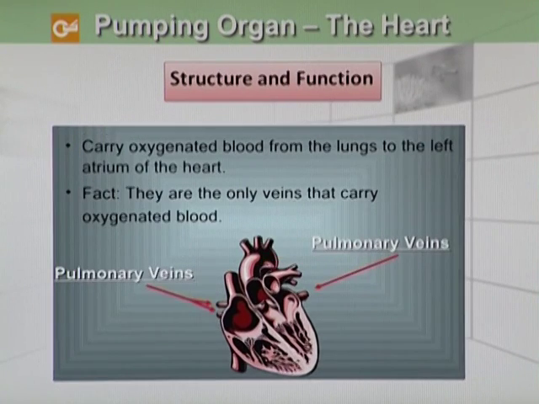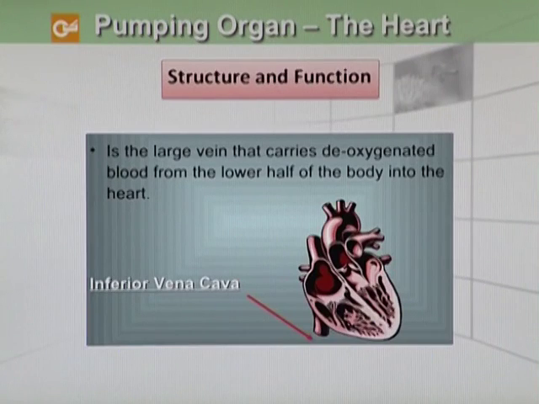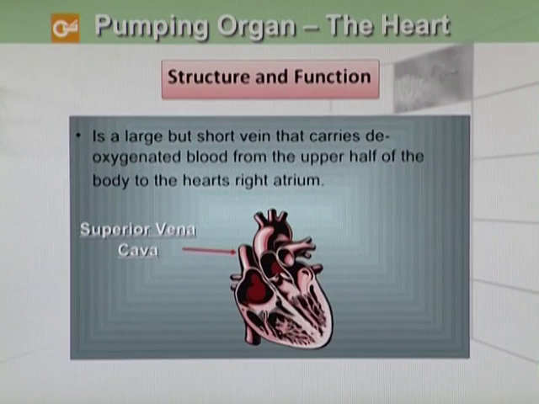Here we can see that pulmonary veins carry oxygenated blood from the lungs to the left atrium of the heart, and there is an interesting fact that they are the only veins that carry oxygenated blood. And the inferior vena cava is the large vein that carries deoxygenated blood from the lower half of the body into the heart. And we have another part which is the superior vena cava, and it is a large but short vein that carries deoxygenated blood from the upper half of the body to the heart's right atrium.